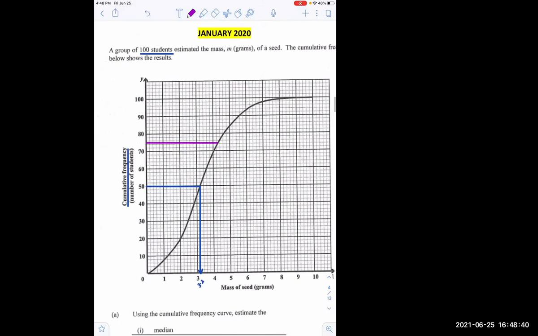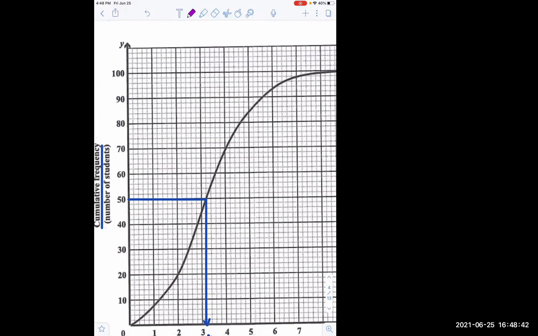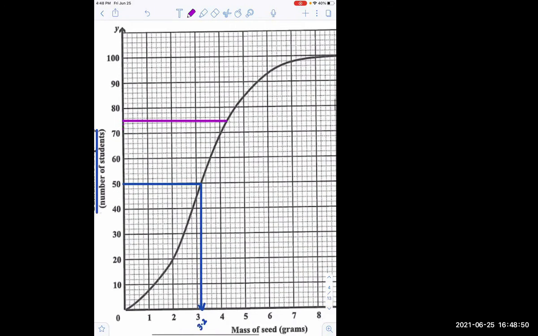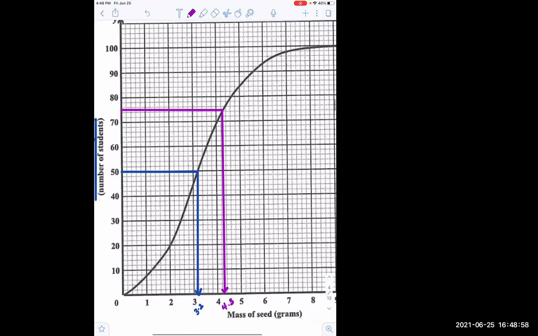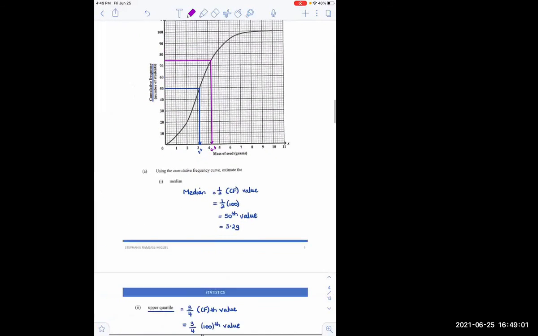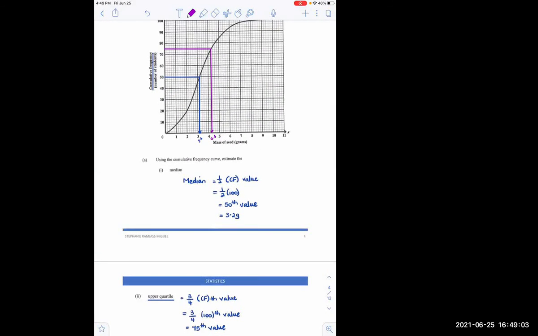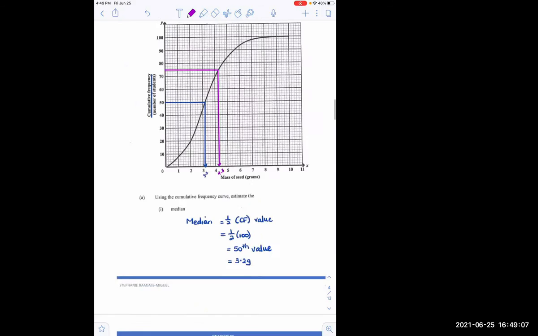Notice we counted in twos, 72, 74. So midway between 74 and 76, and we come in straight downwards here. So this is roughly 4.3. So the upper quartile is 4.3 grams.